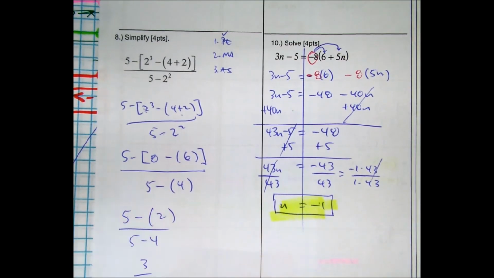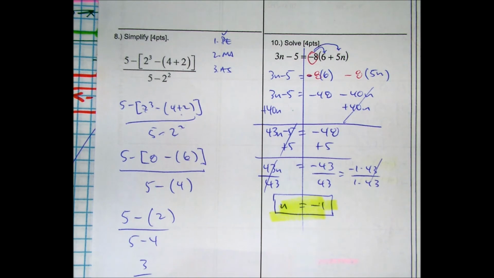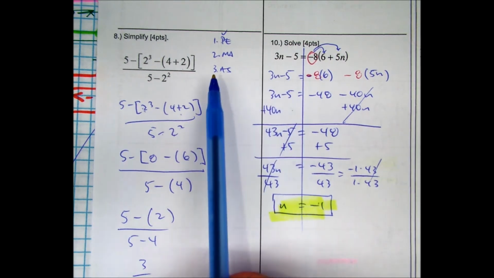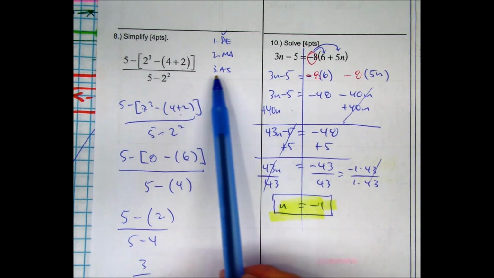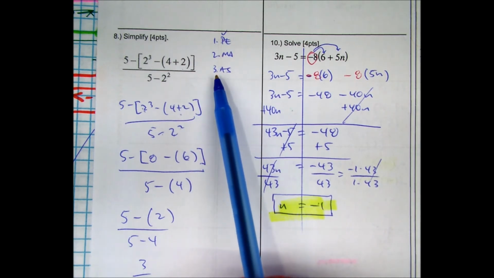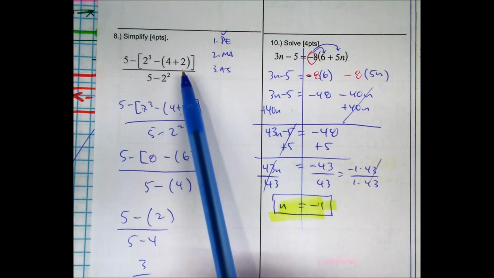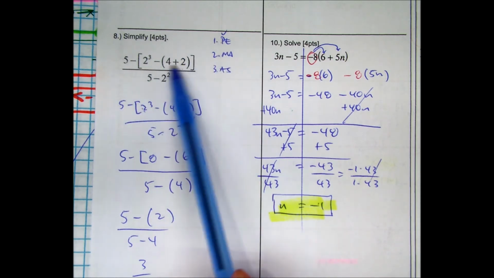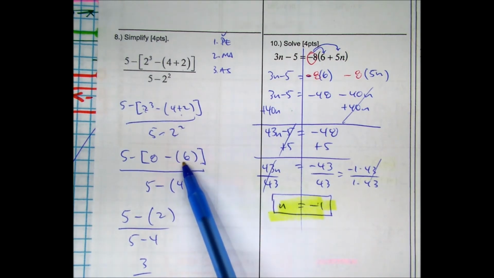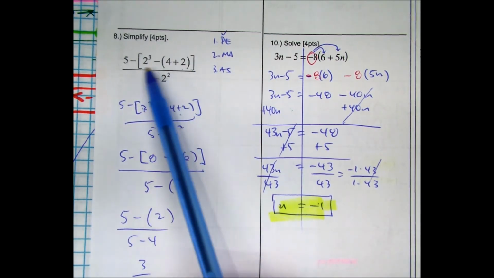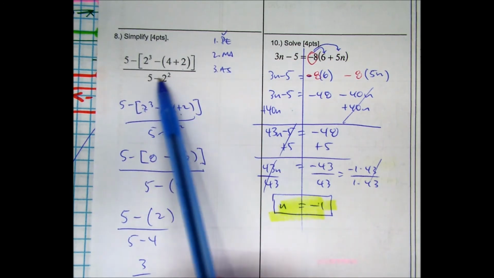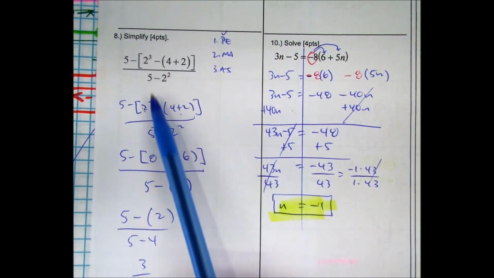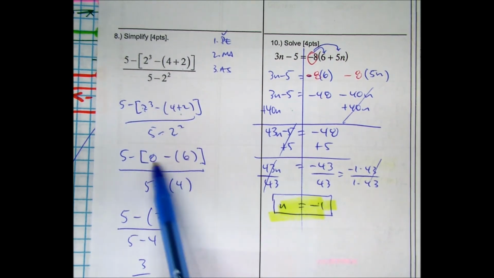Question number 8 asks you to simplify. This is an order of operations problem. So if I were doing the problem, I would write out PEMDAS, and then from here I would think about parentheses first, the innermost one, so 4 plus 2 is 6. Now inside this second set of parentheses or brackets, then I can do 2 to the third power, which is 2 times 2 times 2, which is 8. And then I have exponents outside here, so this is 2 squared, which is 4, not negative 2 squared. 8 minus 6 is 2.